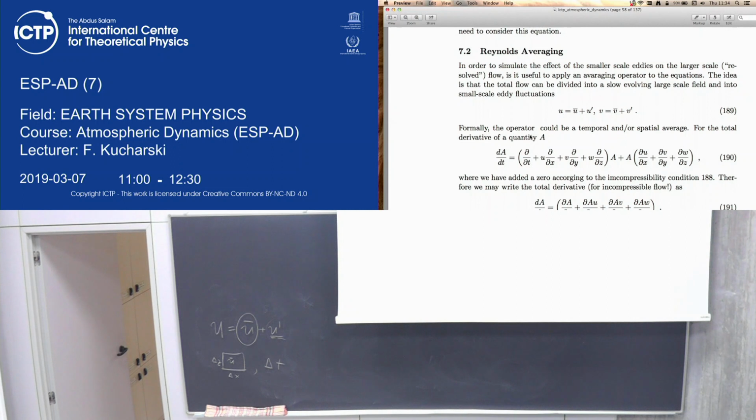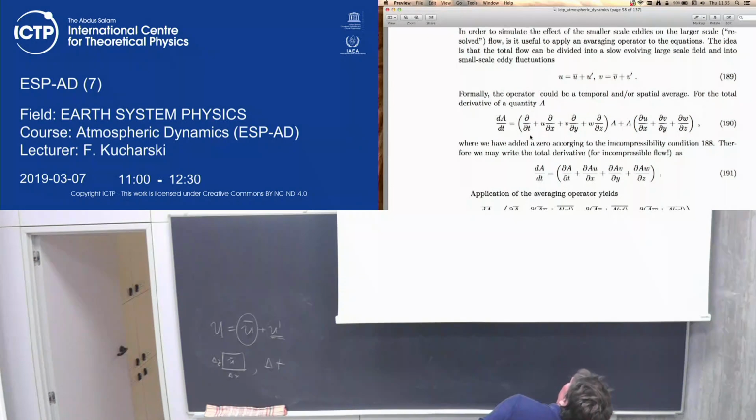So how can we derive this? For the total derivative, which appears in our momentum equation, we can use a trick. You know that the total derivative can be expressed as d by dt plus u d by dx plus v d by dy plus w d by dz applied to this quantity A. But then, using our incompressibility condition, you can just add a 0, A times 0. This is a trick to reformulate the total derivative in this form here.